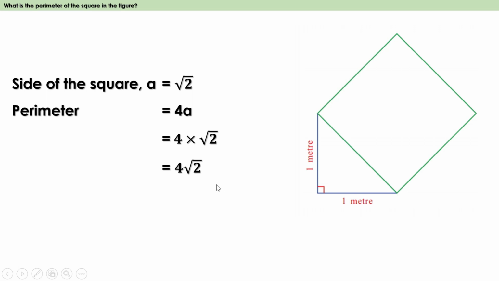Now, if the approximate value is needed, we can give the approximate value of √2. That is, perimeter is approximately equal to 4 into 1.414. That is equal to 5.656. That means the perimeter of the square is approximately 5.656 meters.